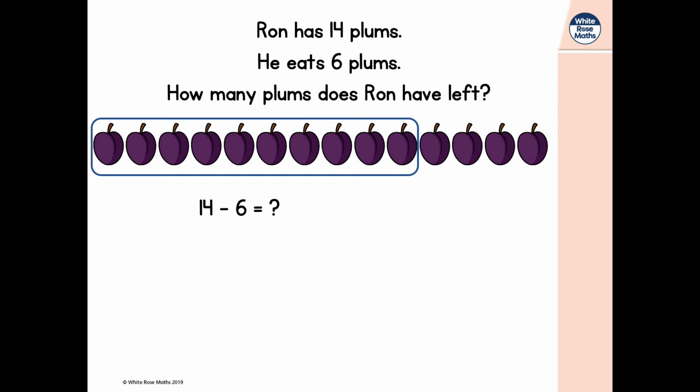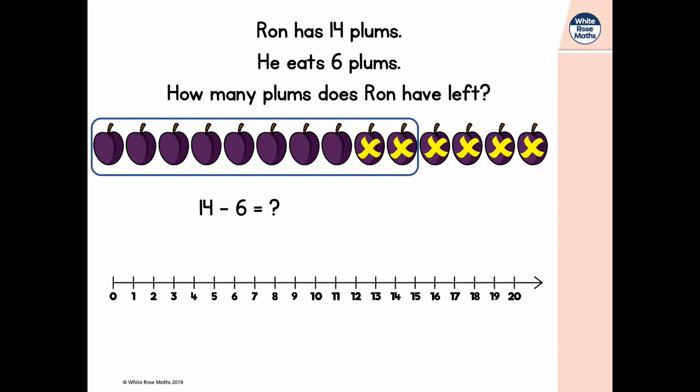There's our 14. Let's start crossing out. How many do we cross out? 6, of course. 1, 2, 3, 4, 5, 6. He eats 6 plums. How many does he have left? I see 8. But let's double check on our number line. 14 is where we start. And we begin by counting back. We make 6 backward jumps of 1.